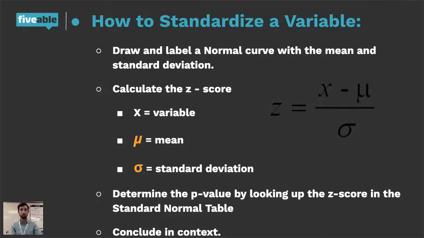Once you get your z-score, you're going to go to a chart to see the p-value in the table. So the p-value in the table is going to tell you the probability that that happens or anything below it. Again, we're going to do an example in a minute, but I do want to stress the importance of what it means. And then always in stats, we want to conclude in context.